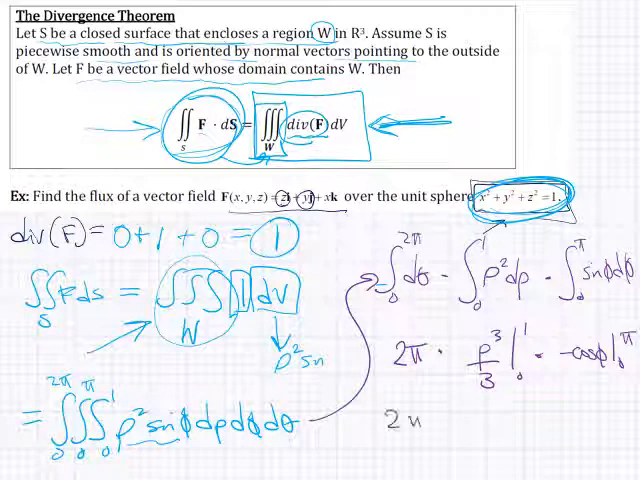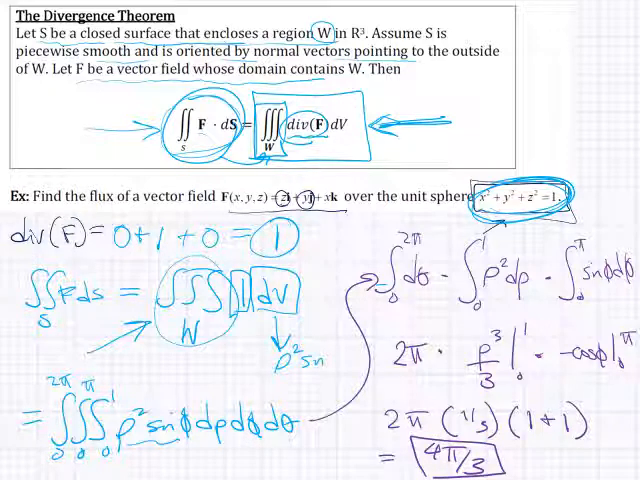So we get 2 pi times 1/3 times, if I plug in pi, I'm going to get negative negative 1, which is plus 1, minus, what becomes plus, and cosine of 0 is 1 again. So I'll get 2. So I get 4 pi thirds.